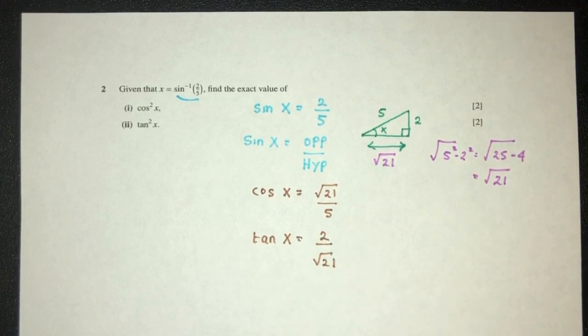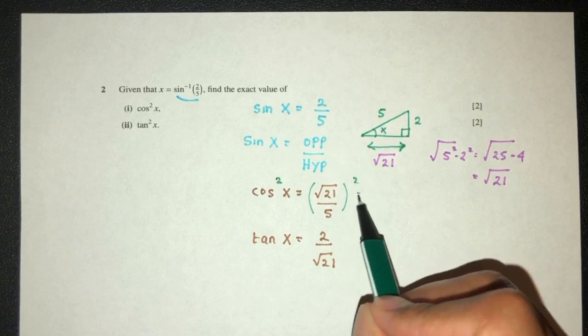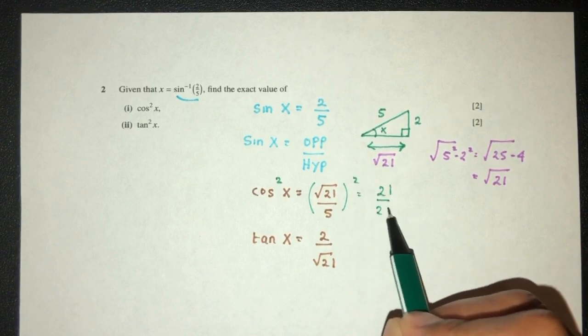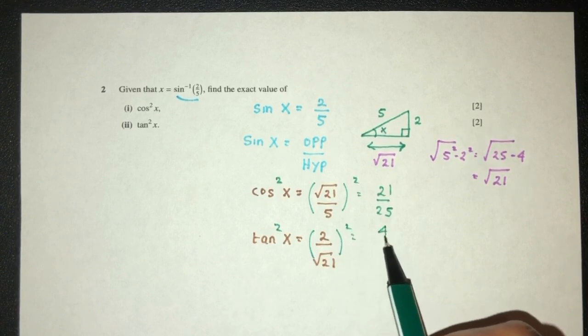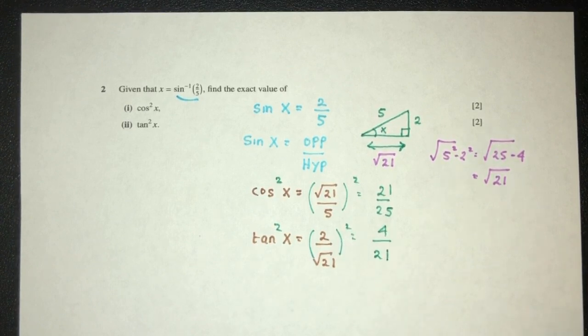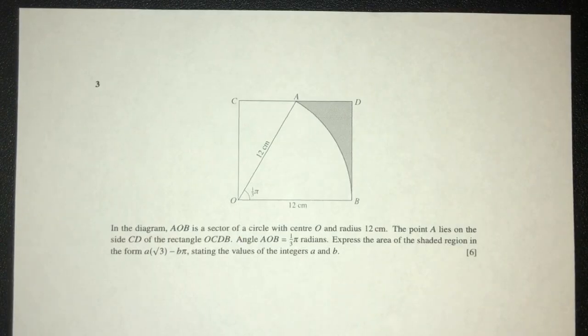So obviously now we know all these values, we can just find that pretty easily. Cos squared, square this, that should be 21 over 25. Tan squared, square this as well, that should be 4 over 21. That is your answer for the question regarding trigonometry. Let's move on to the next question.